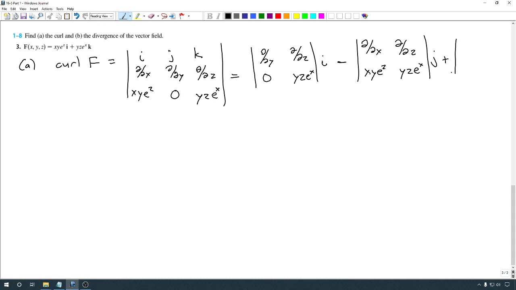And those of you that know anything about linear algebra or determinants, that will make a little bit more sense to you. Unfortunately, here we don't really have time to go through all the determinant stuff. Then finally, for k, we take out this column, and we're left with this 2 by 2 over here.